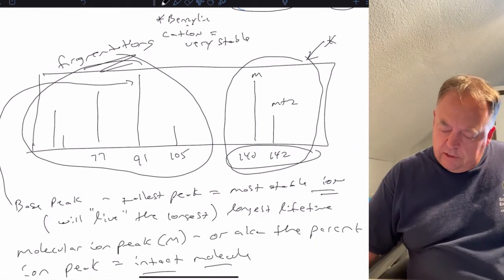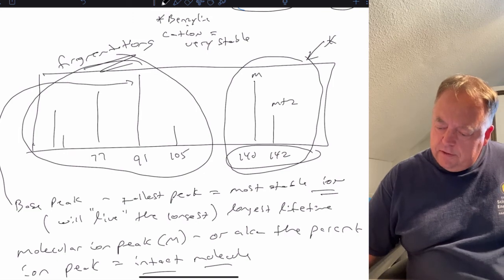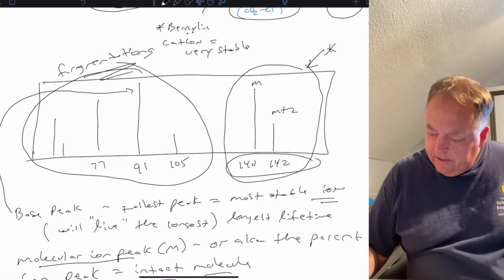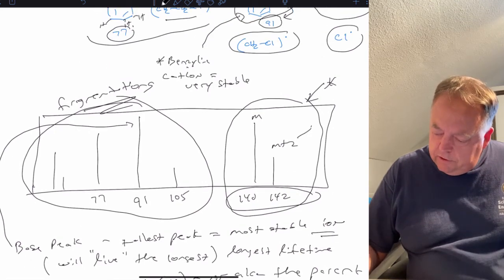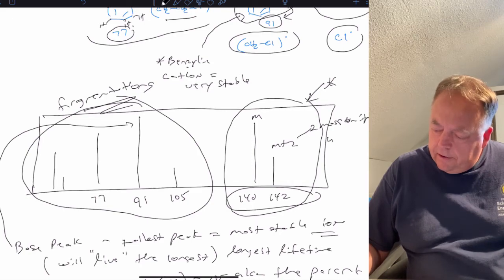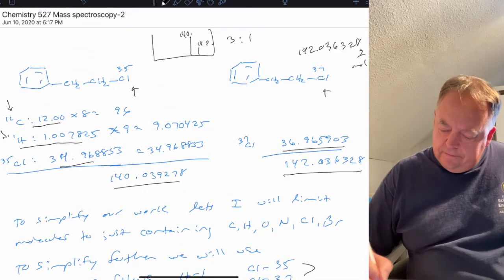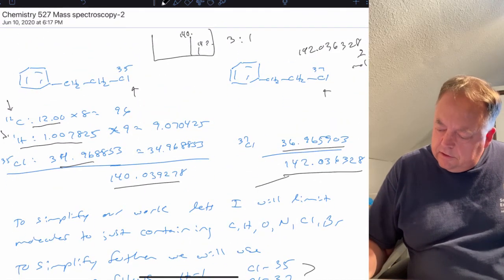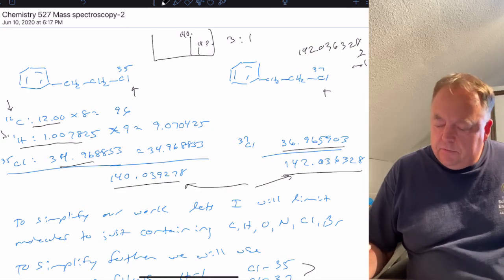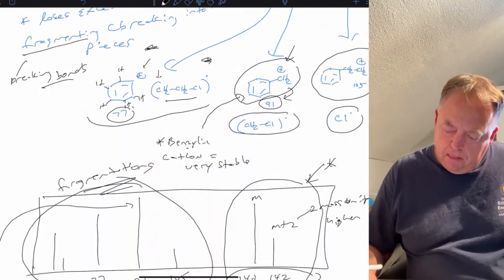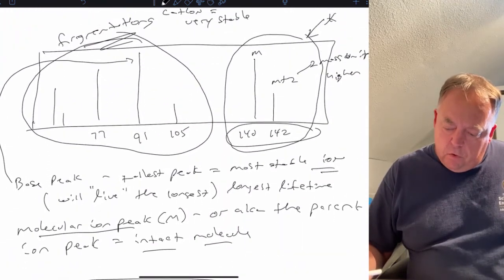So we're going to call this the M and the M+2 peak. The M meaning molecular ion peak, or sometimes it's called the parent ion peak, and M+2 simply means 2 mass units higher. It's 2 mass units higher because of the isotope, right? This is about 2 mass units higher than that because chlorine-37 weighs more than chlorine-35.